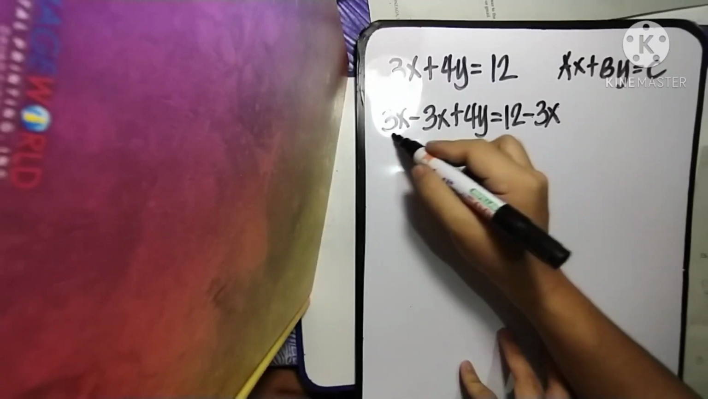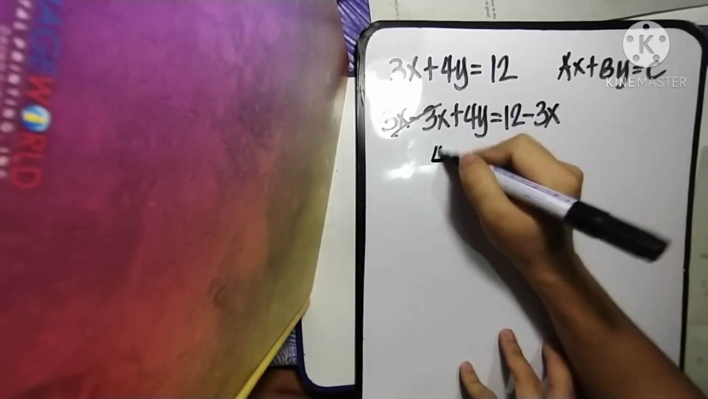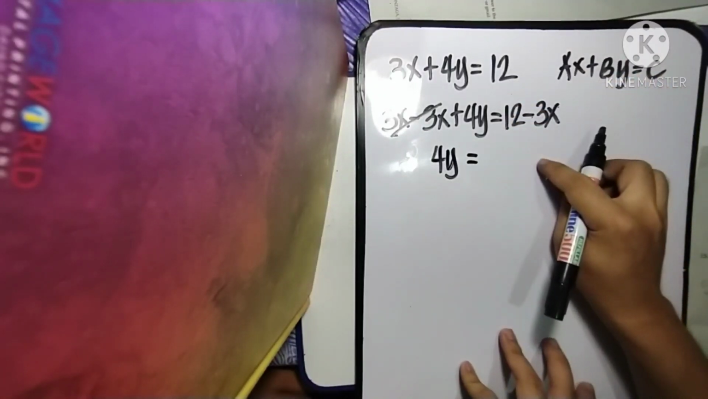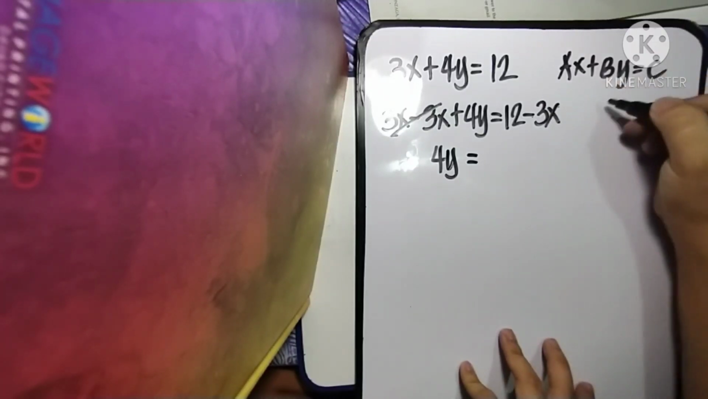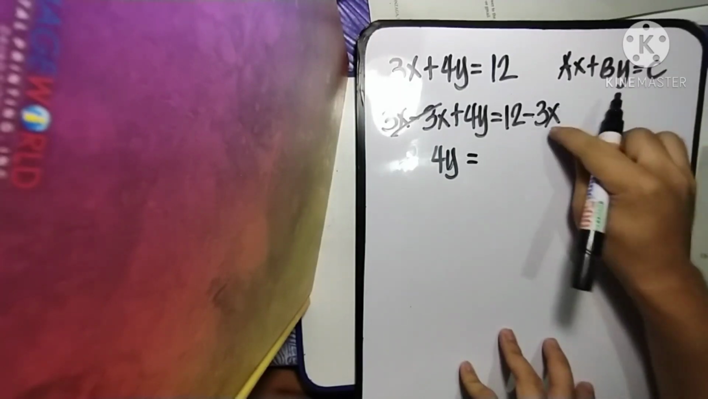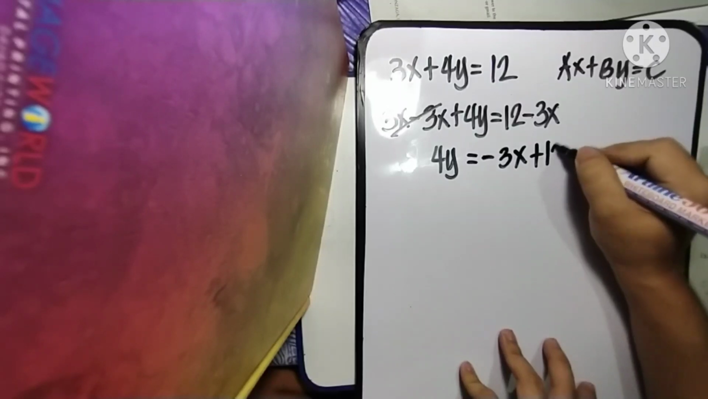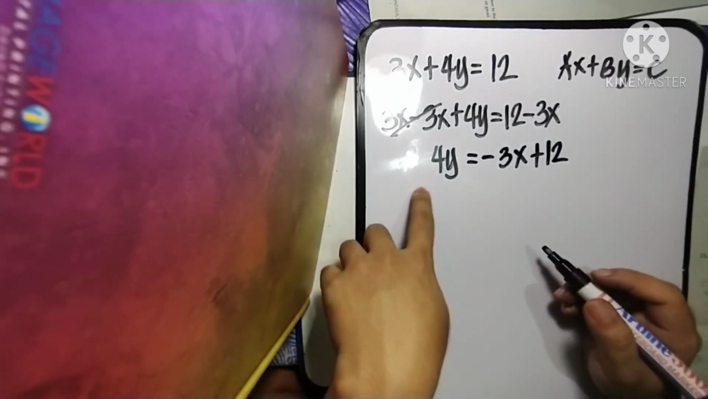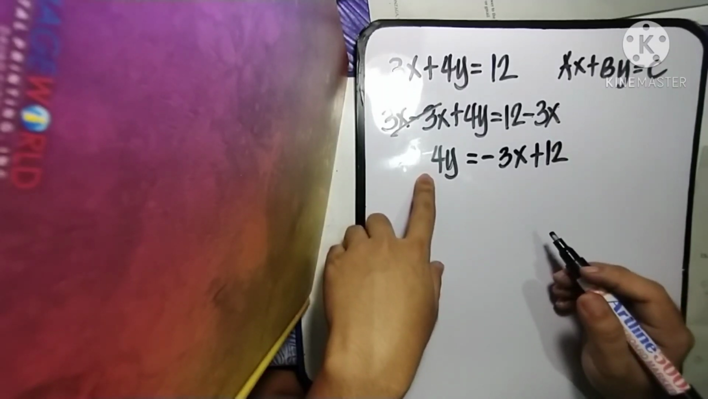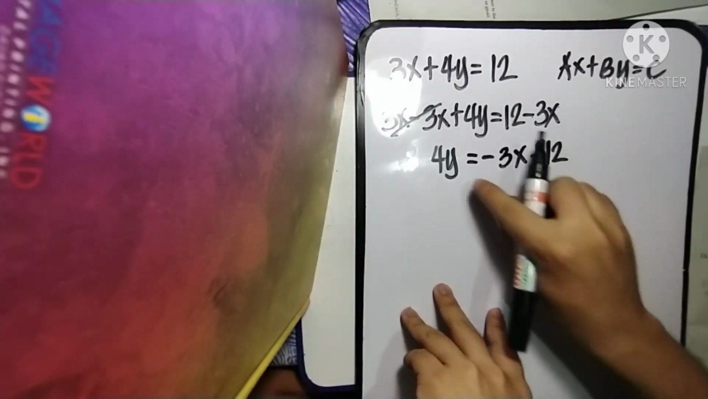Okay, 3x minus 3x is 0. Then the remaining expression is 4y is equal to, then we need to rewrite this one into ax plus b. Okay, so ax, ang x is negative 3x plus the value of our b, which is 12. Then we need to solve for y, or find the value of y. Okay, since we're given by 4y, then we need to apply division property of equality to find the value of y.